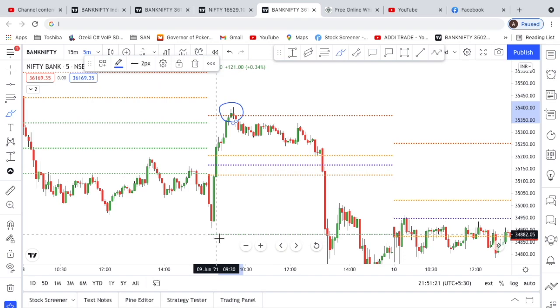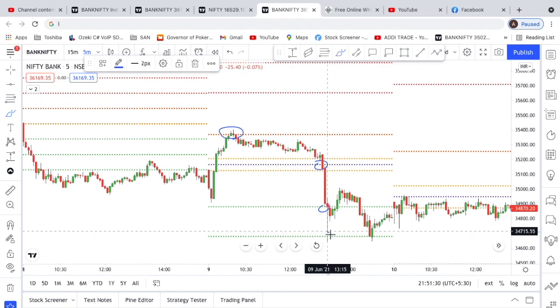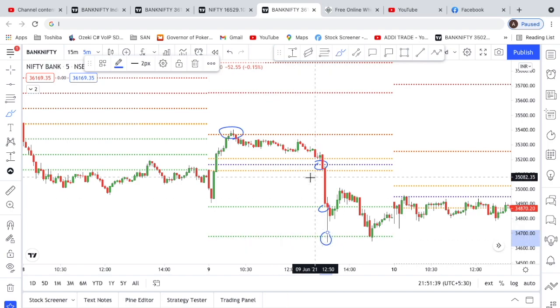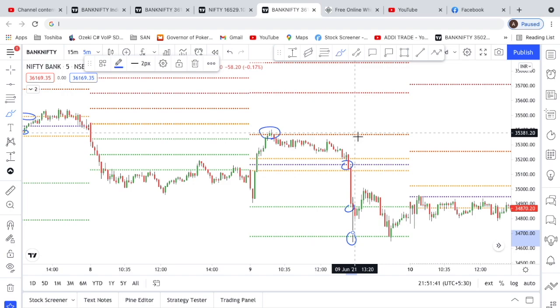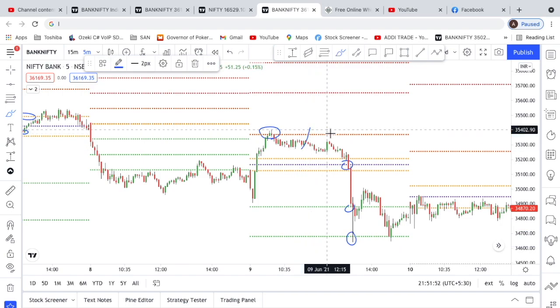So you enter here and this is your first target. Second target also hit, beautifully over here. The third target also hit. In case you didn't exit here, it again came back, but the moment this S2 hits, you have to exit. And the stop loss would be over here. See, I shorted here, the price started moving down. Now my stop loss is R1. If any candle had crossed R1, I would have exited and taken the stop loss.